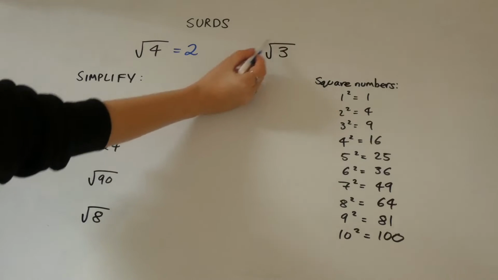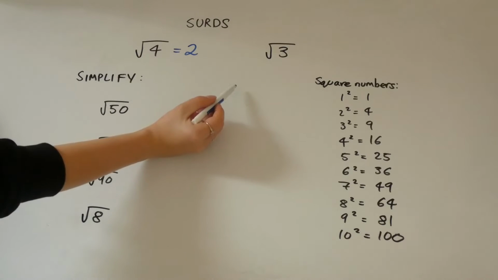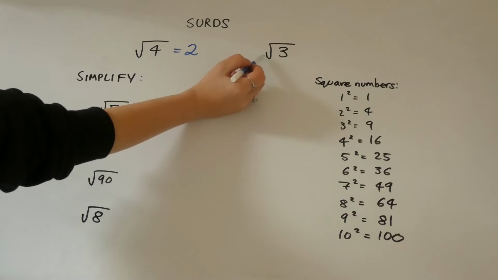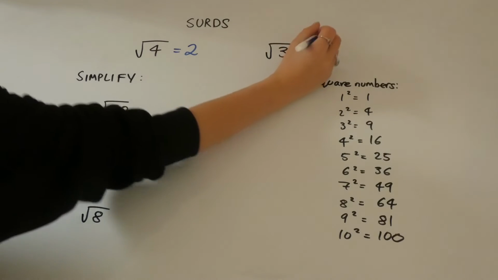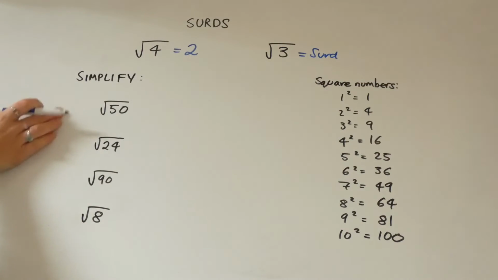If instead we look at root 3, 3 is not a square number, so the square root of 3 is going to be irrational. That means we cannot simplify this down any further, so we can keep it written as square root of 3. So this here is a surd. Now when we've got a surd, we can simplify them.